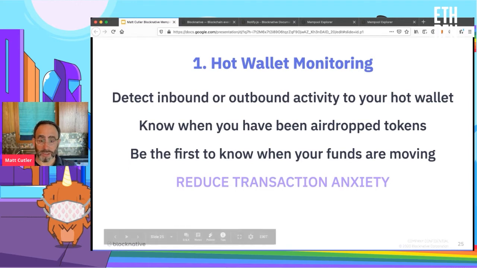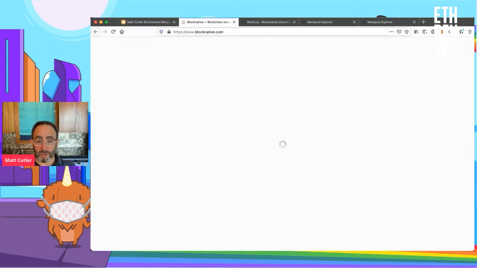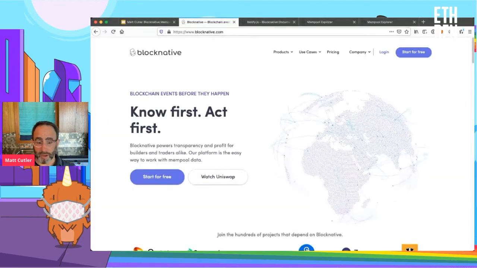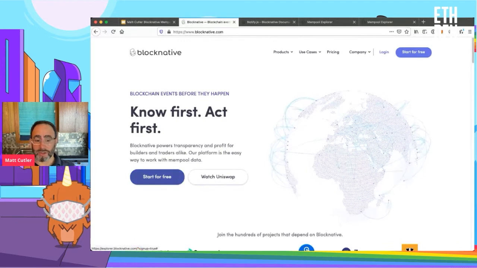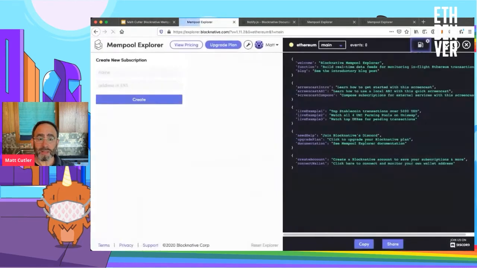So let's get into this. Now, I'm just going to go to our homepage. It's sort of the easy place to start, blocknative.com. And there's this big button right here called Start for Free. And if you click that, you'll pop over to what we call Mempool Explorer. So Mempool Explorer is this visual front end for working with mempool data. And the basic idea is pretty simple. You create things you're subscribing to over here, and then you get real-time results off of the mempool over here.